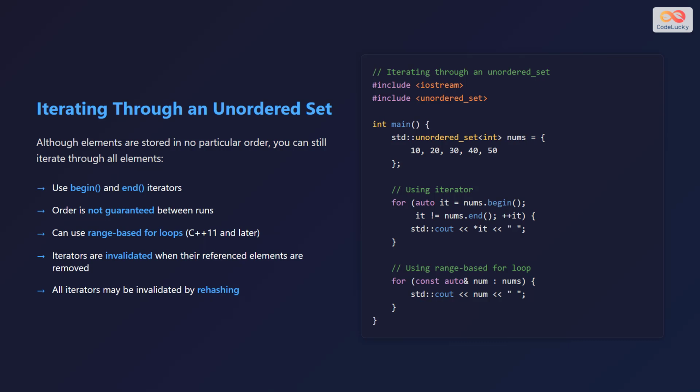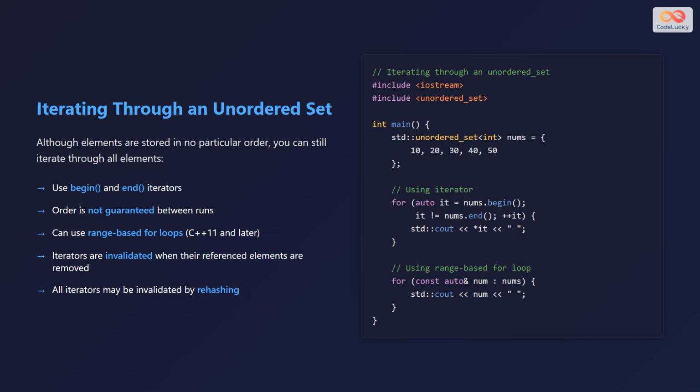It is important to note that iterators can be invalidated when the elements they reference are removed from the set. Additionally, all iterators may be invalidated by rehashing, which can occur when the set needs to reorganize its internal structure to maintain performance.